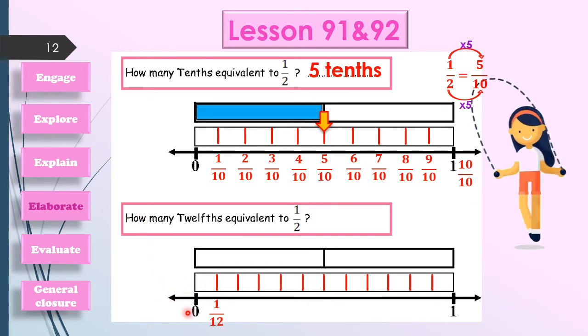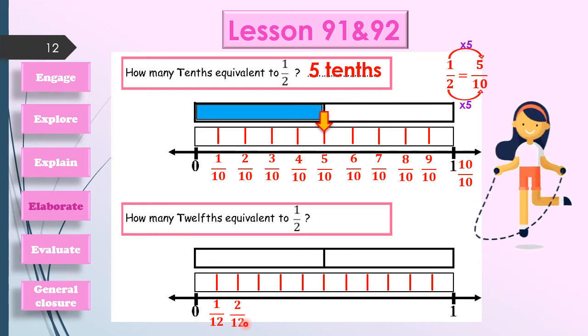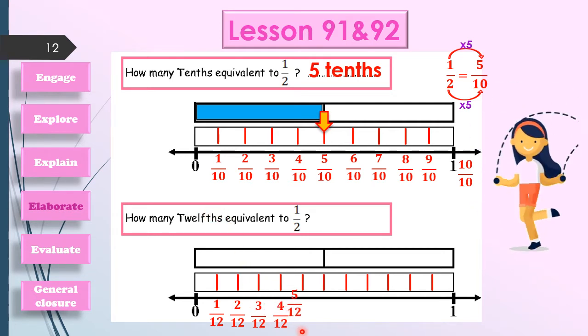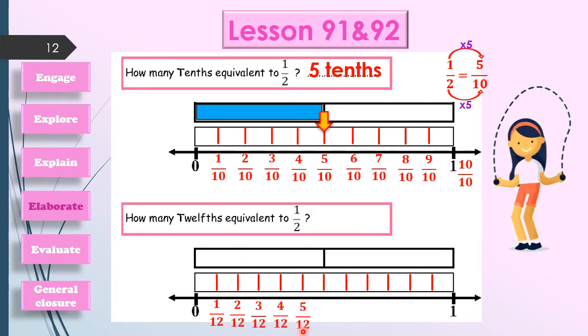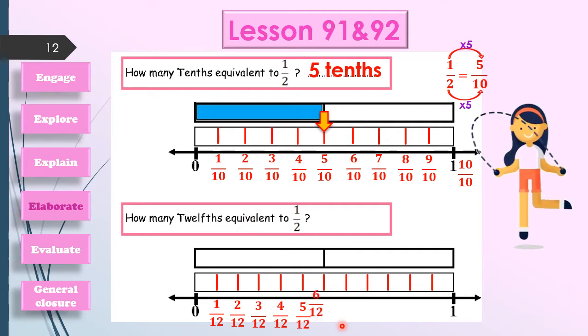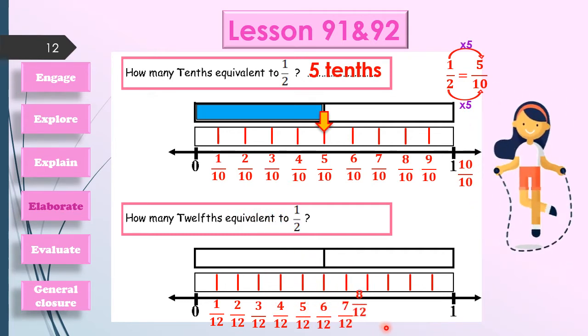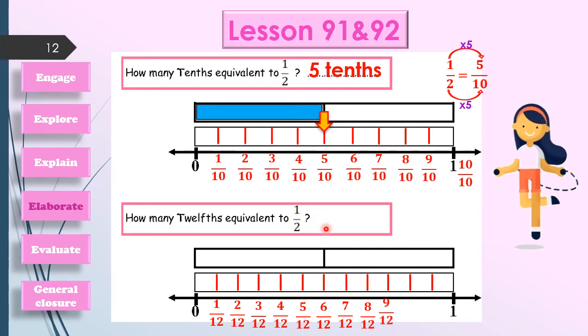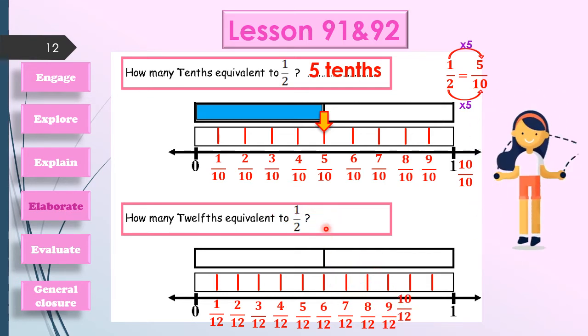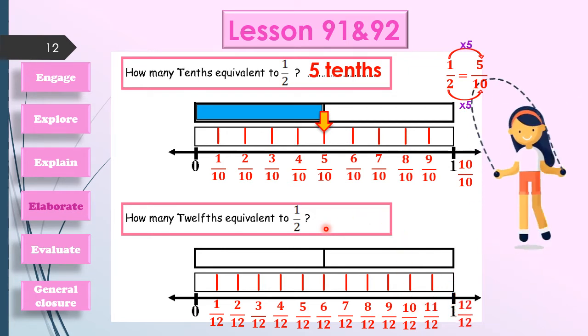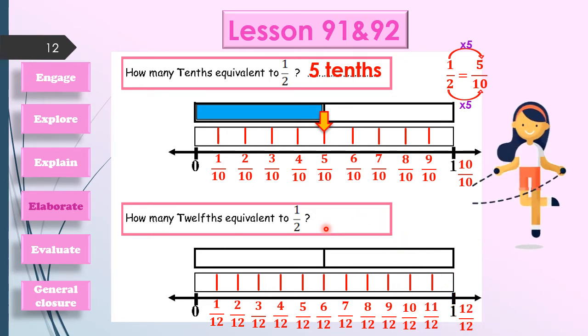First one, it will be 1 twelfth, 2 twelfths, 3 twelfths, 4 twelfths, 5 twelfths, 6 twelfths, 7 twelfths, 8 twelfths, 9 twelfths, 10 twelfths, 11 twelfths, and the last one, which is the whole one, 12 twelfths.